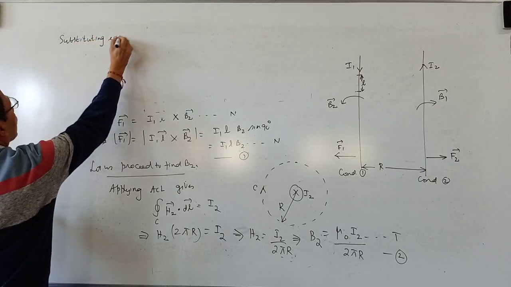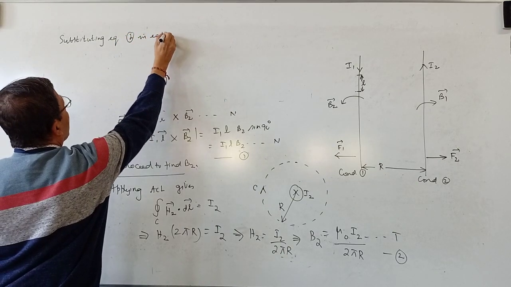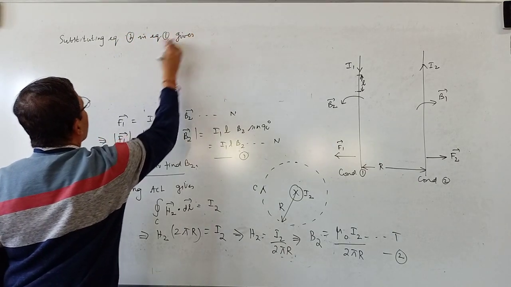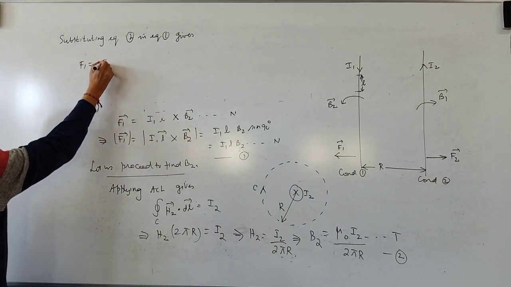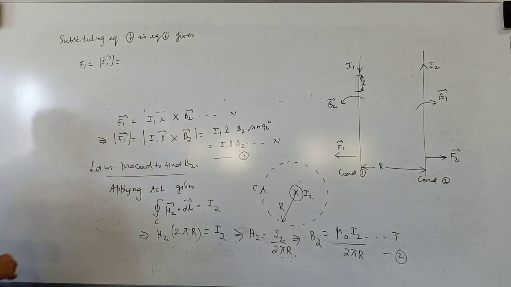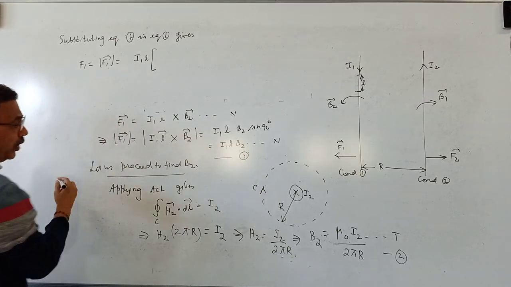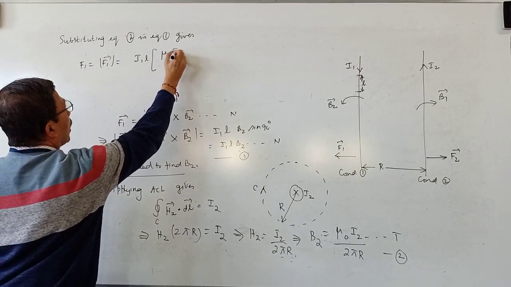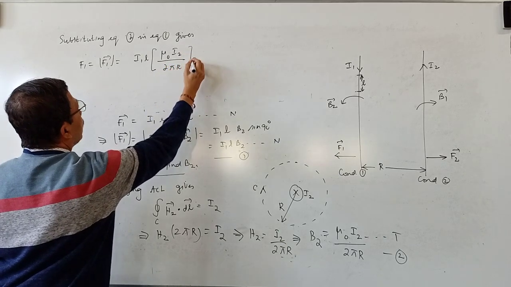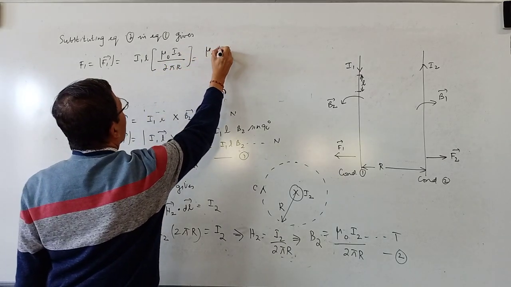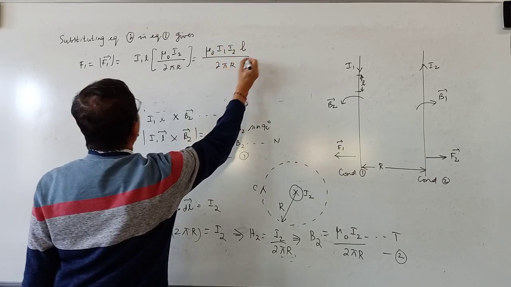Substituting equation 2 in equation 1 gives the magnitude of the force F1 equals I1 into L into B2, where B2 is mu naught I2 divided by 2 pi r. So F1 equals mu naught I1 I2 L divided by 2 pi r newtons.